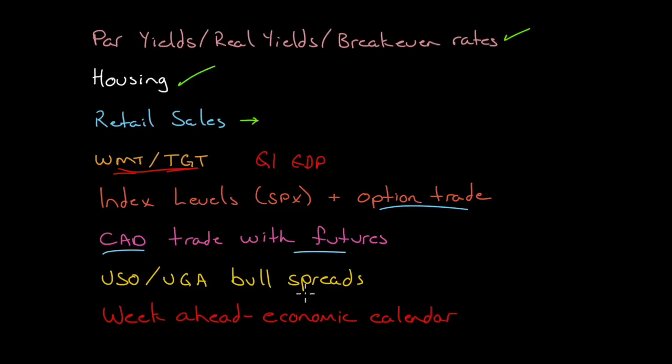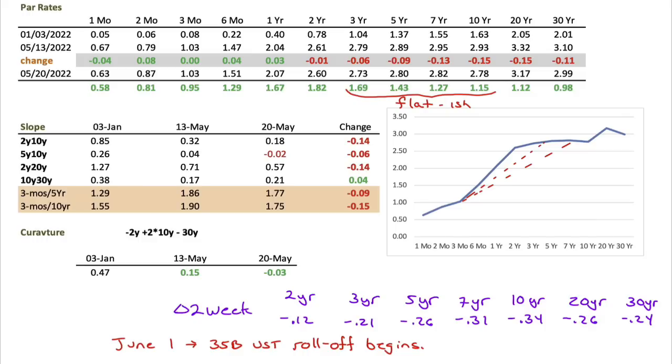Then we'll look at USO and UGA. One is oil, one is gas, and we'll look at some bull spreads on that. And then we'll end by looking at the risk ahead, the week, the economic calendar ahead, and what risks we have to face. Start with our yields, as we always do. Same story as we had last week. Drop in rates, 2-year out to the 30-year.